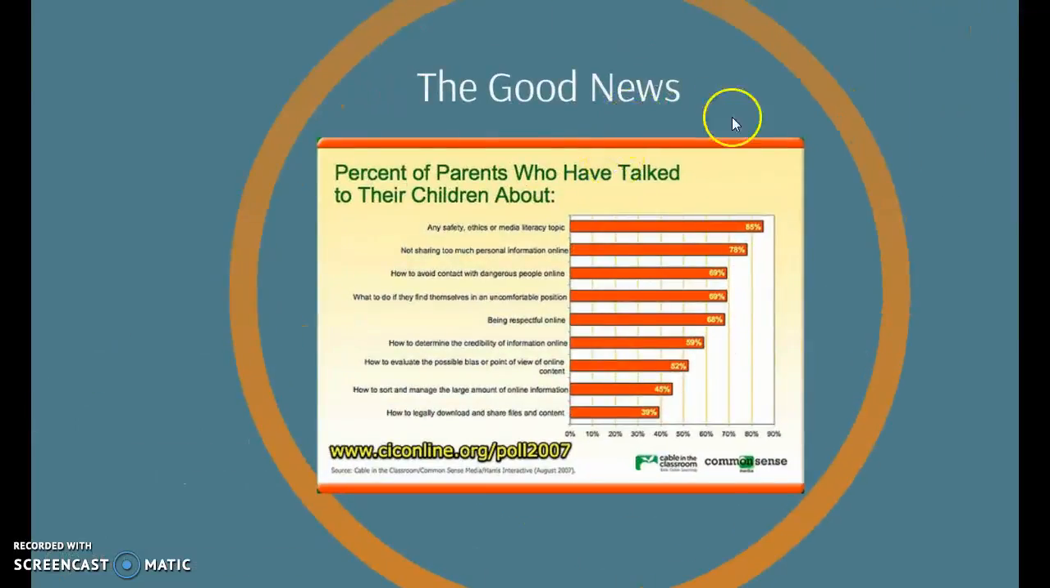Well, here's some good news. This shows the percent of parents who have talked to their children, so it seems like a lot of parents have done what is important and talked to their children about safety, about sharing personal information, how to avoid contact with strangers online, being respectful online. These are all guidelines that you need to know and have an open conversation about with your child.